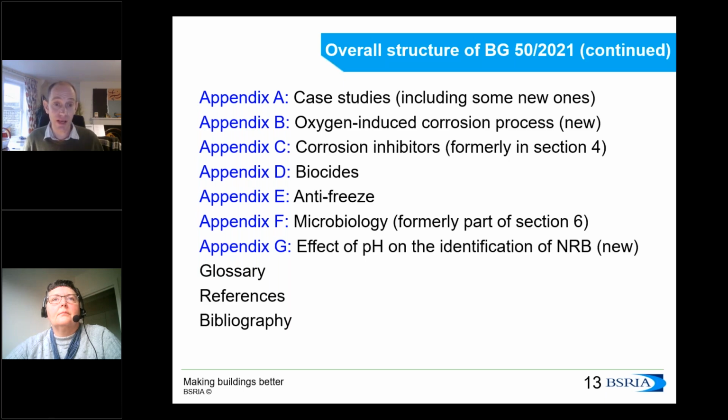Biocides and antifreeze, those were in there before. Those have changed a little bit, not a whole lot. And then there's a new one on identification of NRB, which is nitrate or nitrite reducing bacteria. We've got a glossary that explains some of the key terms in the guide. So it's important as you're reading through the guide, when you come across a technical term, look it up in the glossary to make sure you have the same understanding as what our intention was. And then we've got a list of all the references that are used and a bibliography, which is further reading.